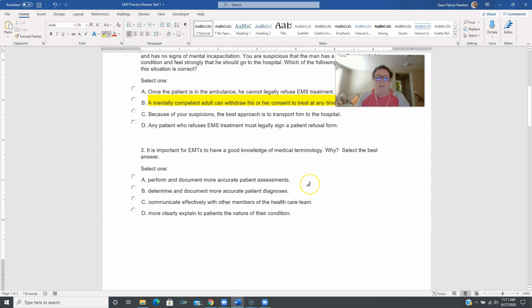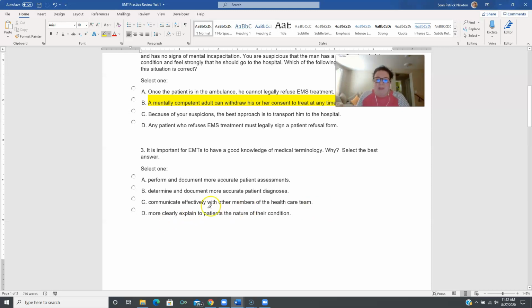Determine and document a more accurate diagnosis. No, we don't really document diagnosis. We don't diagnose patients. We can think of some things that could be the diagnosis, like some differentials. Let's say somebody's acting confused. Maybe they're intoxicated from alcohol. Maybe they just had a seizure. Maybe they've taken some medications that are causing them to be confused. Maybe they hit their head. Maybe they're diabetic and their blood sugar is low. Those would be our differential diagnosis, but we don't actually ever diagnose.